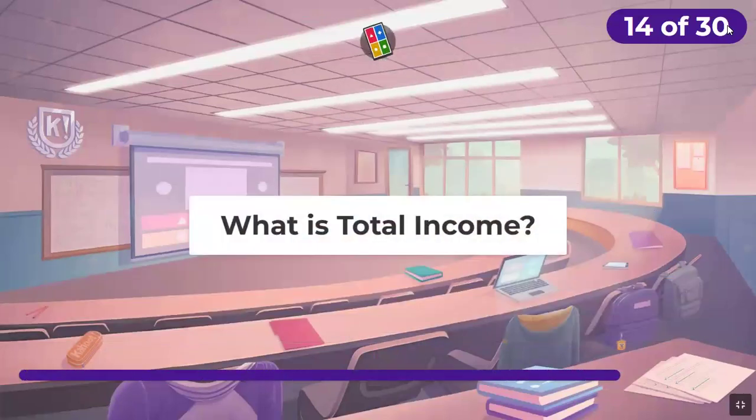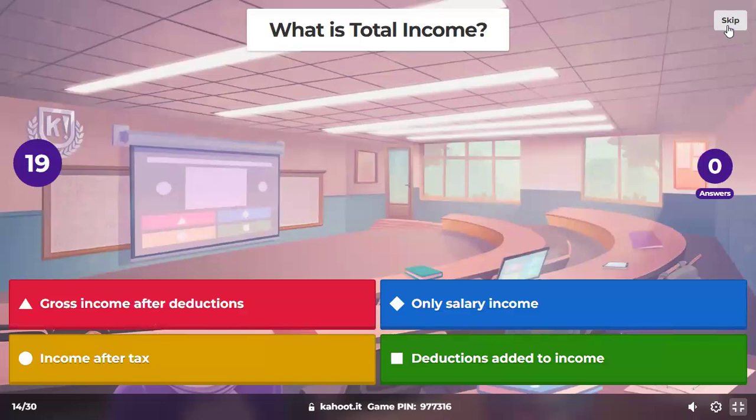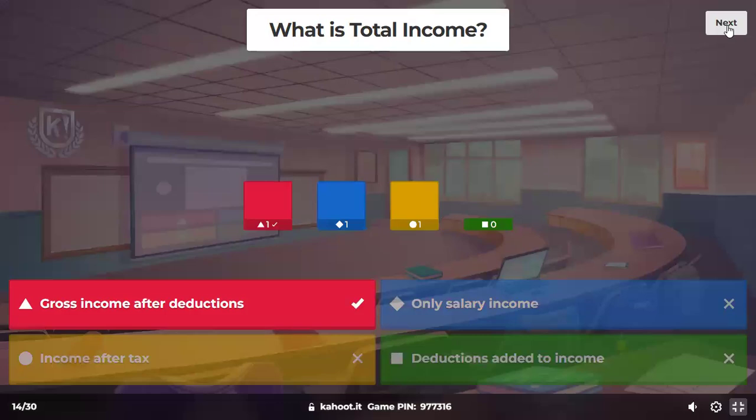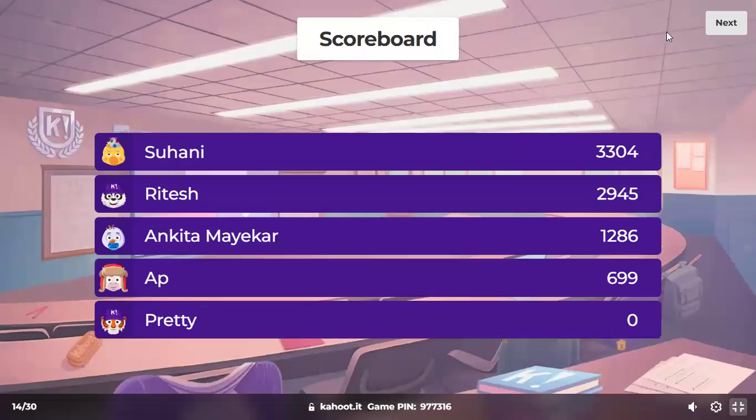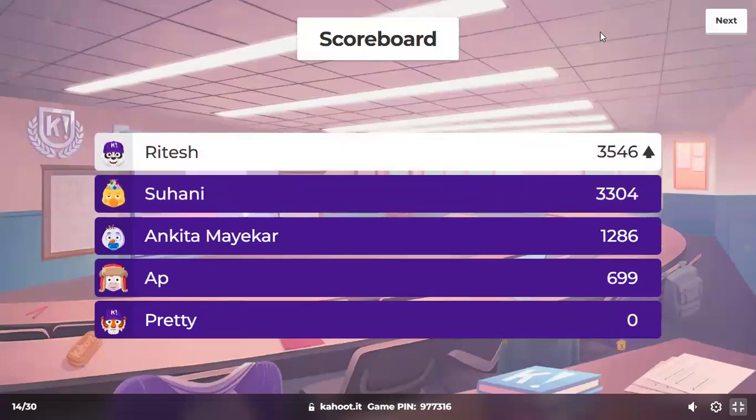Now this is the second last question. What is total income? Red, gross income after deductions; yellow, income after tax; blue, only salary income; and green, deductions added to income. The correct answer is gross income after deductions. Now the last question, even though 30 questions are there, we'll take the next question as the last question.